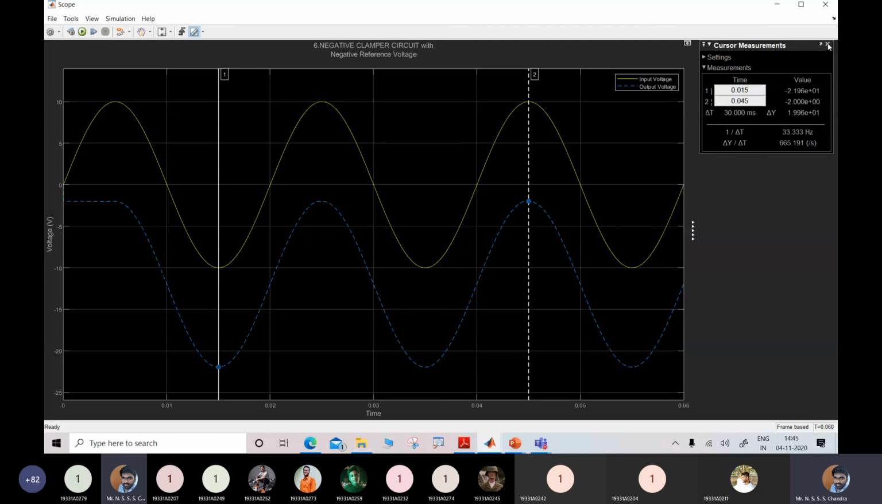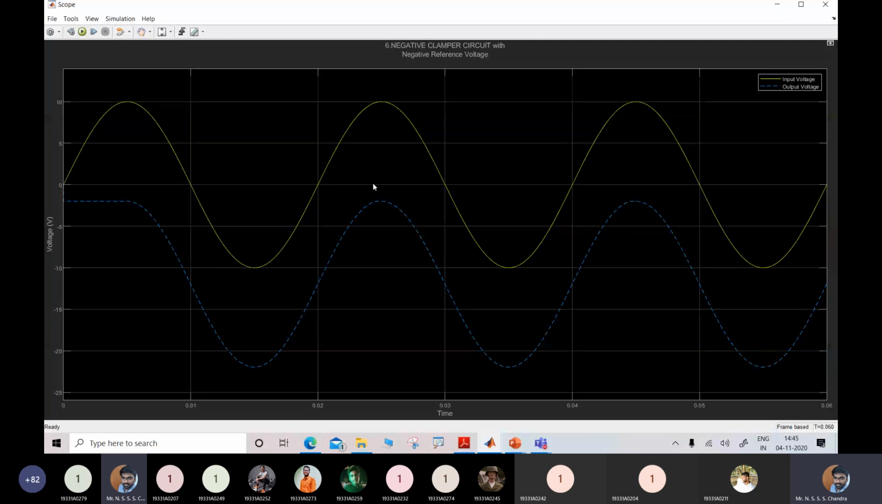So your output voltage is varying from minus 22. This is not at minus 20, it is slightly below minus 20. It is from minus 22 to minus 2 volts. This voltage is below 0. It's varying from minus 22 to minus 2 volts.